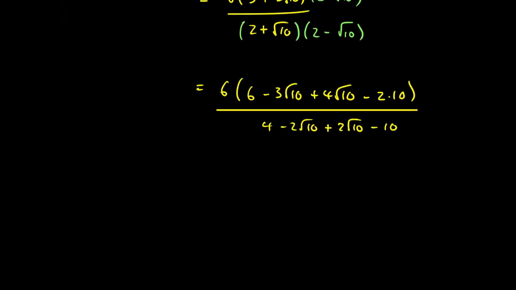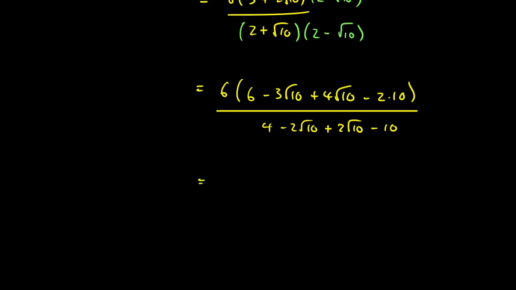Okay, so let's simplify. So we've got 6 bracket. So we've got here 6 minus 20 by the looks of it. And 6 minus 20 is equal to negative 14. And we've got negative 3 root 10 plus 4 root 10. So that's positive root 10.